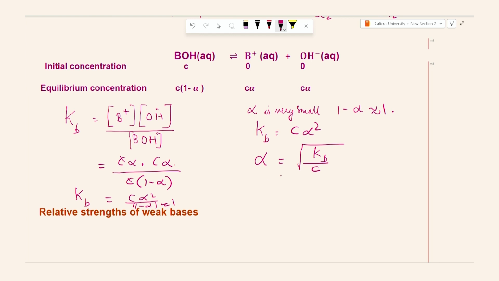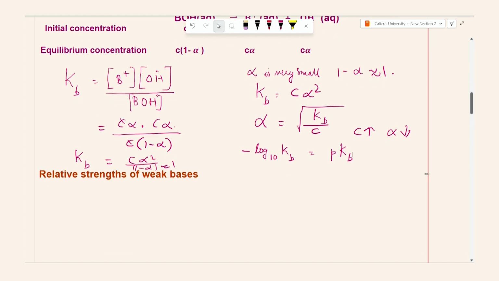Now, again in this case, you can see when concentration increases, alpha decreases. That means ionization is greater in dilute solutions. Next, we will see what is pKb, that is, you have to take the negative logarithm to the base 10 of Kb instead of K. So, it becomes pKb. If the value of Kb is high, the base is strong. If the value of pKb is low, the base is strong. Same with that of the acid too.